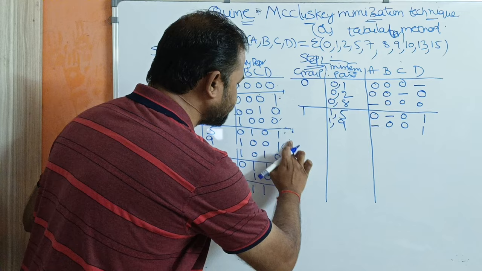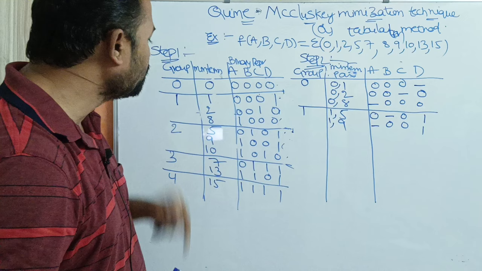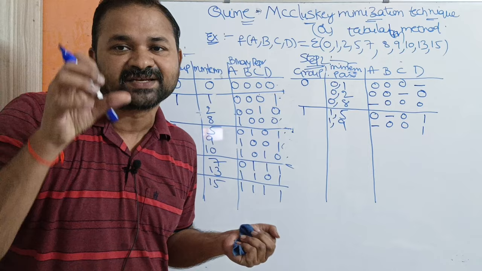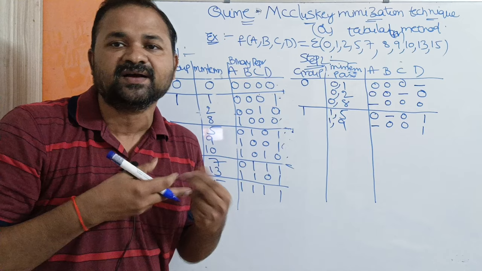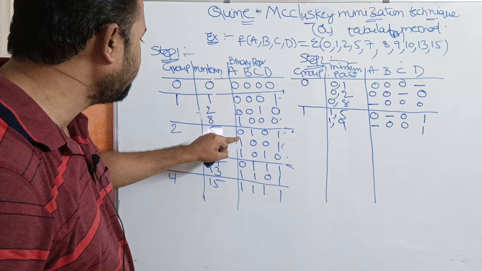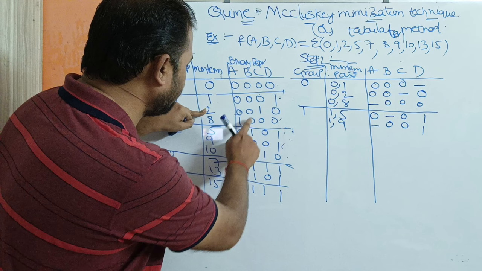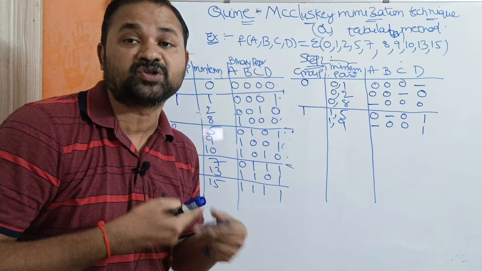Next, compare 2 with 5, 9, 10. Compare 2 with 5. What is the difference between 2 and 5? 3. So 3 means there is more than one variable difference, whereas here the difference should be a power of 2 only: 1, 2, 4, 8. So 2, 5: 0 0 same, 0 0 same, 0 1 one variable, 1 0 two variables, 0 1 three variables. So more than one variable differs, and we can't make 2, 5 a pair.